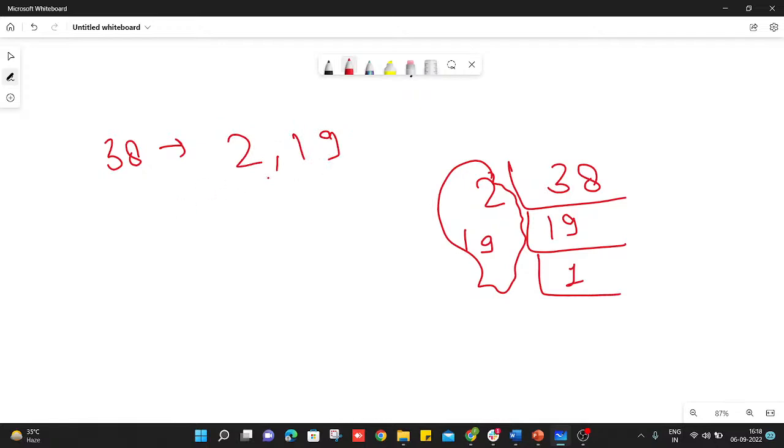Basically, if you multiply all the factors of a number together, you get that number. Suppose if you multiply 2 and 15, you will get 30. This is the meaning of factors. Let's find the factors of 37. Can you tell me what are the factors of 37?